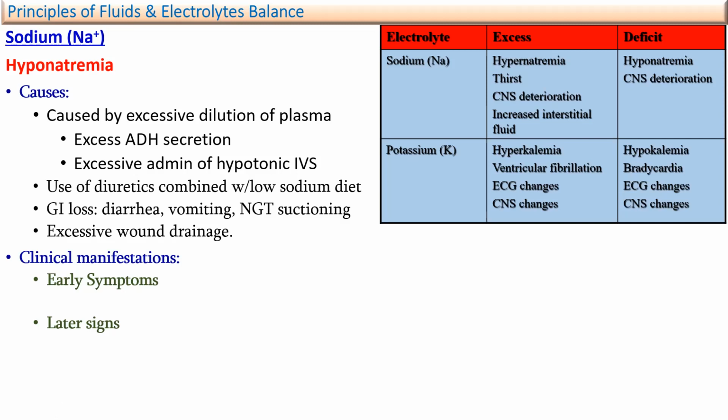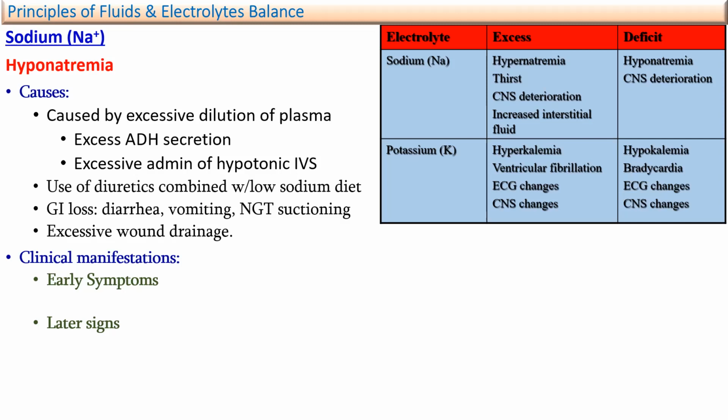Any type of diuretic causes hyponatremia, because we're losing water and sodium. If the patient is not eating or at least having a balanced sodium allowance, at least 2 grams of sodium daily, that would result in hyponatremia. Or a patient who is losing fluid through the GI tract, like diarrhea, vomiting, and tube or PEG tube suctioning, or excessive water drainage.